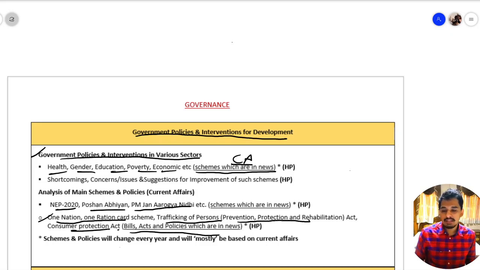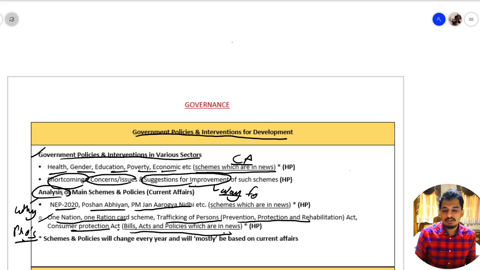The bills, acts and policies which are in use, you should be able to analyze them: why were they needed in the first place, what are the pros with respect to them, what are their shortcomings, what are their concerns and issues, and you should be able to suggest improvement in them or way forward, what way forward can be there for these schemes.